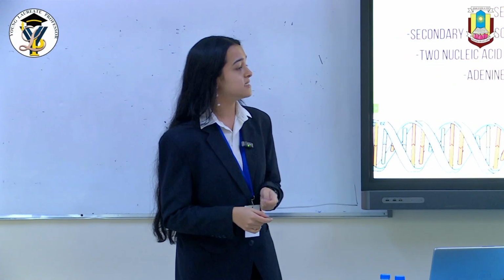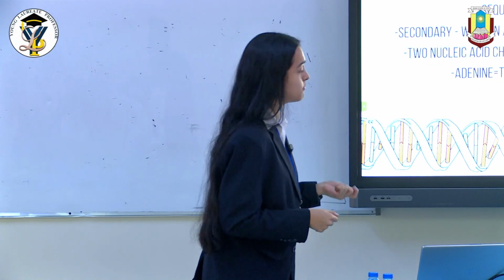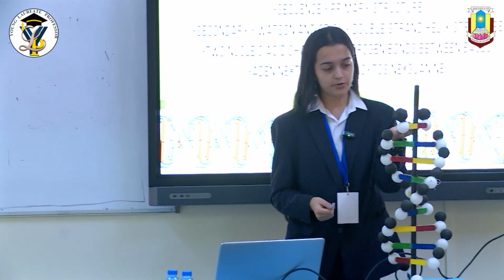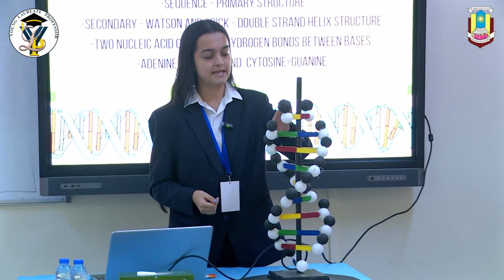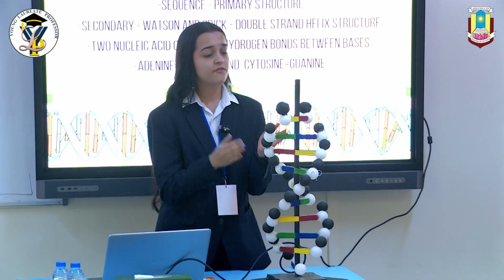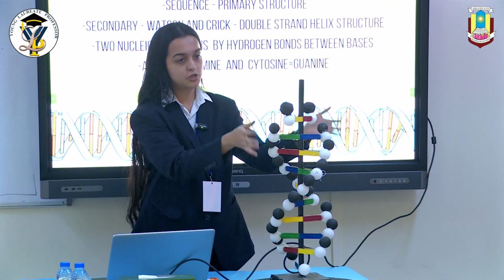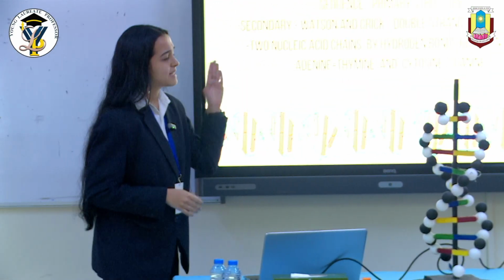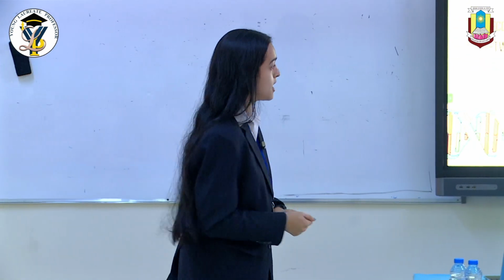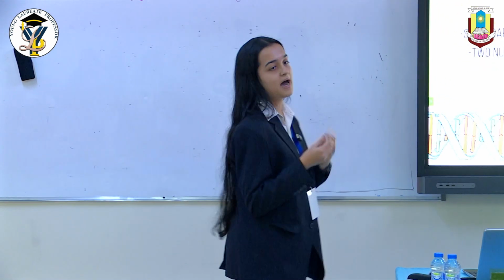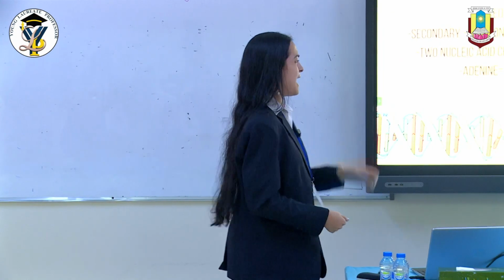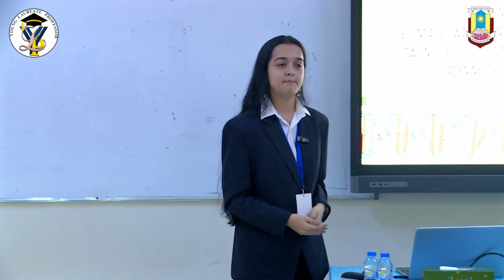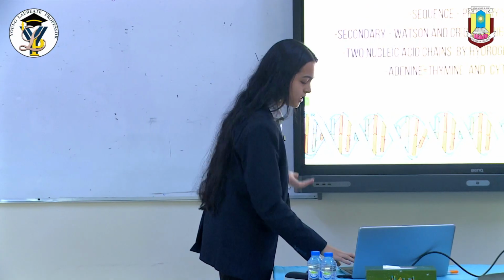Two nucleic acid chains are bonded by hydrogen bonds between the two bases. In my model over here, we have the nitrogen bases adenine and thymine, guanine and cytosine, which form bonds with each other to make sure that the two nucleic acid chains are bonded together. Adenine and thymine have a specific double hydrogen bonding between them, whereas cytosine and guanine have a triple hydrogen bond between them. And as I said before, thymine is replaced by uracil in the molecule of an RNA.